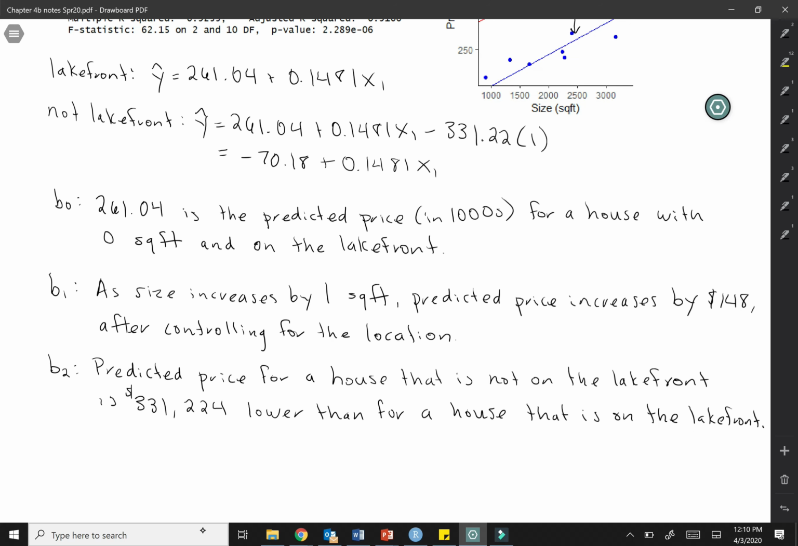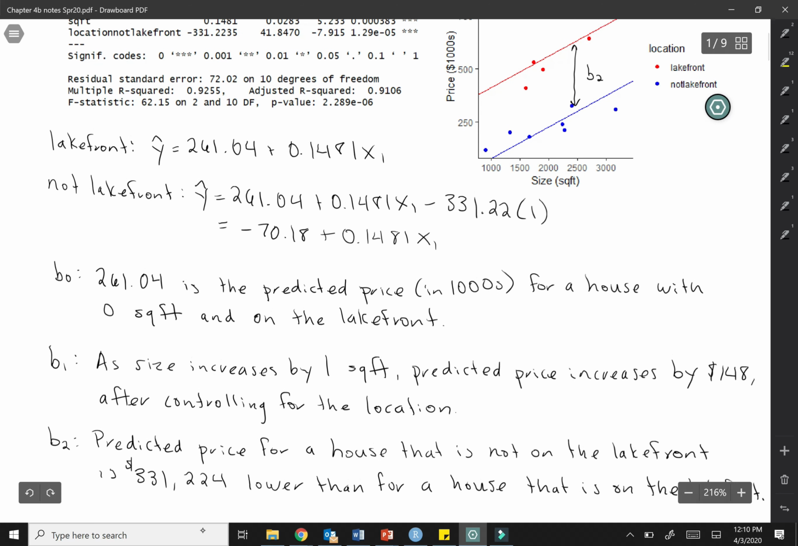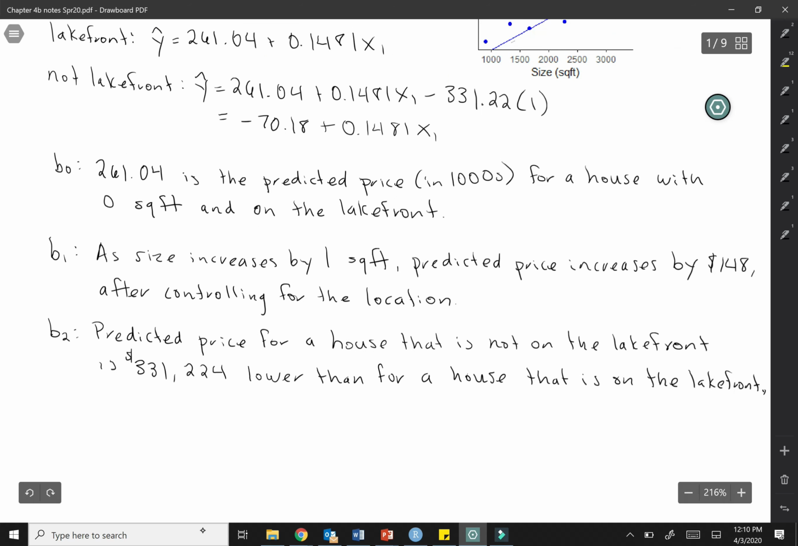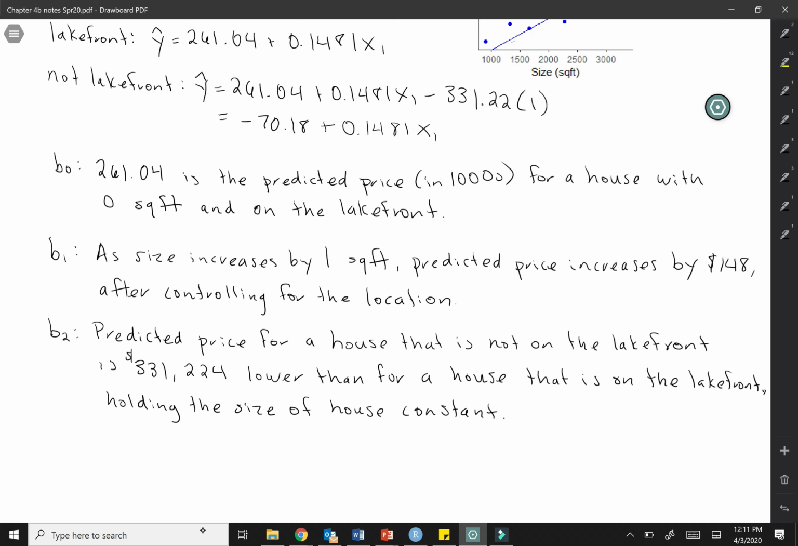But again, we do need to have that tag because remember, we're talking about the distance between these lines at any particular x value, right? It's important that I drew this line straight up and down and that I'm not comparing a lakefront house of one size to a not lakefront house of a different size, right? So again, we need to add a tag that says something like holding the size of the house constant. So I used a different one here, but again, these are all the same. Controlling for, holding constant, adjusting for, those all mean the same thing.